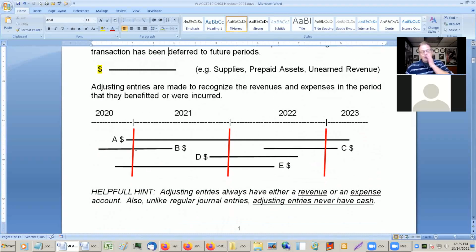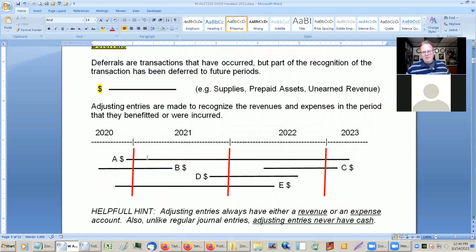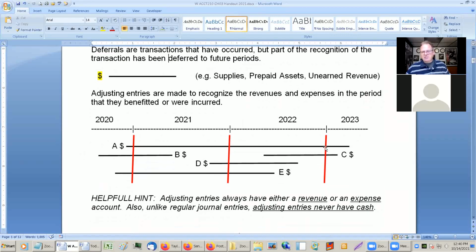This may be a little more confusing, but here's an idea: if you have these transactions, A, B, C, D, E, they might span more than one period. They might go for 2 periods or 3 periods or whatever, going from one period to the next. So we have to figure out how much of this is going to go in 2021, how much into 2022 and 2023, and so on. That's the problem we're running into: these transactions do not fit comfortably into one period.